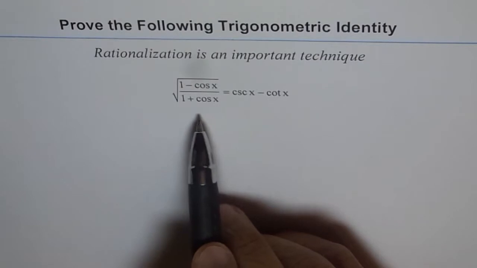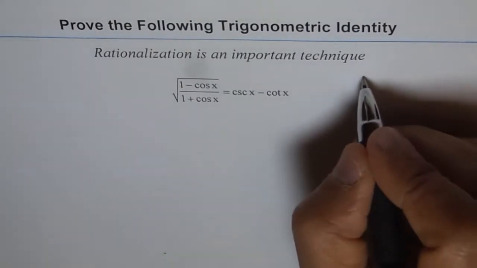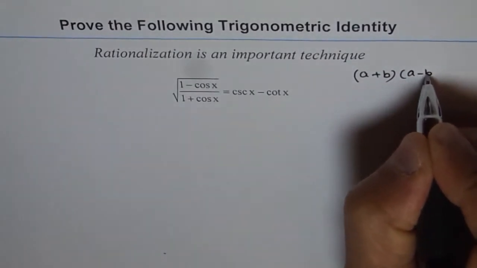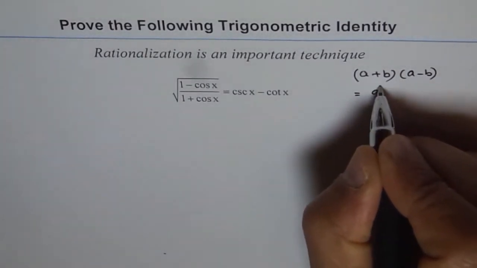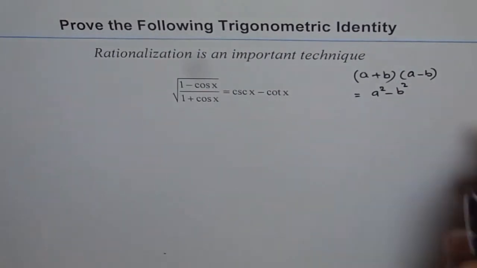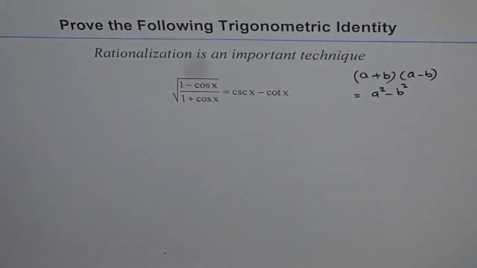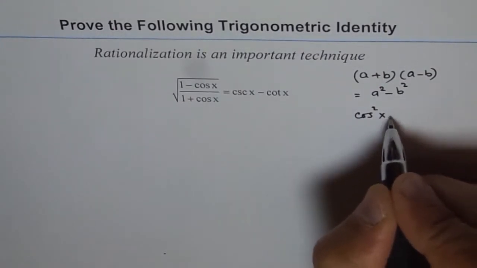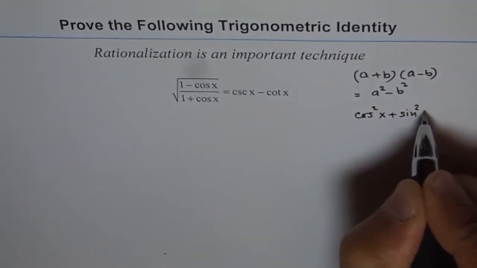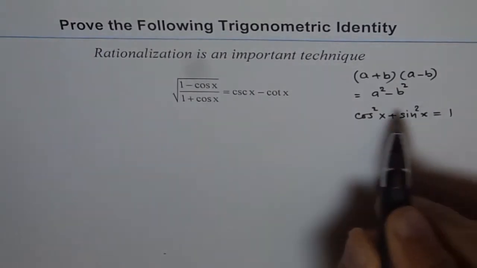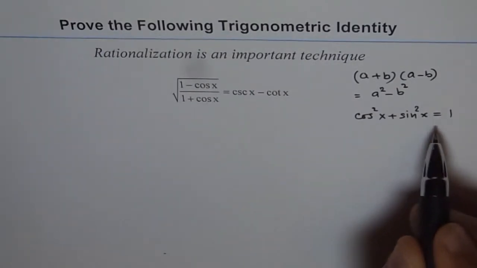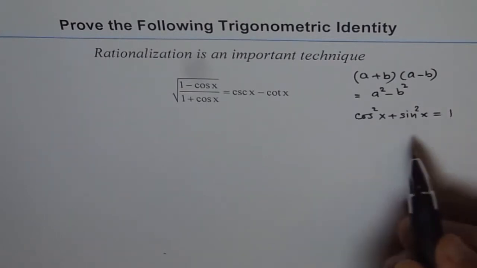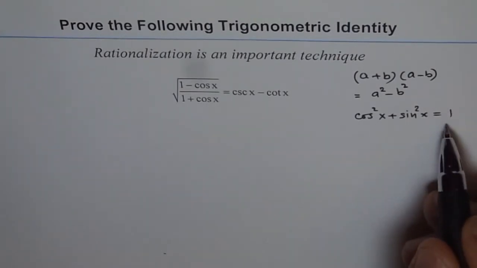So the principle which we are going to use here is, (a plus b) times (a minus b) is equal to a square minus b square. That's one, right? So that is what we are going to use. And also remember, cos square x plus sine square x equals 1. So it can always be rearranged to write sine square x as 1 minus cos square x, or cos square x as 1 minus sine square x.